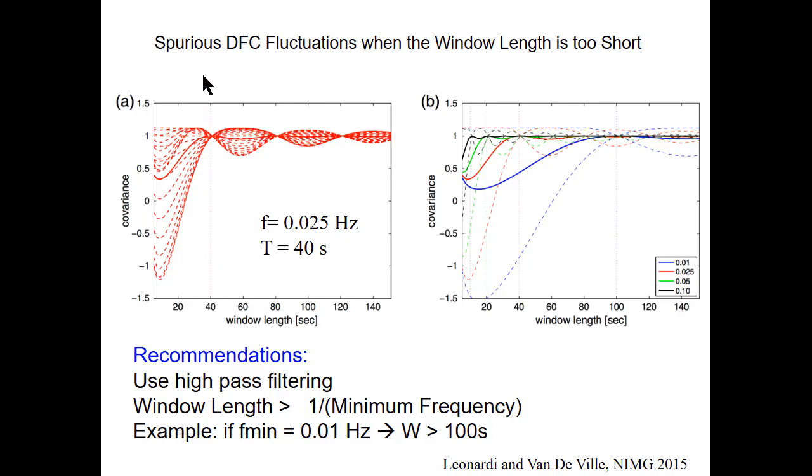And you can see when you're less than 40 seconds, there's just a lot of variation in the estimates, okay? And then as you get above that, it diminishes. And so the recommendation is to use high-pass filtering, so you can set your minimum frequency, and then based on that, you choose your minimum window length.